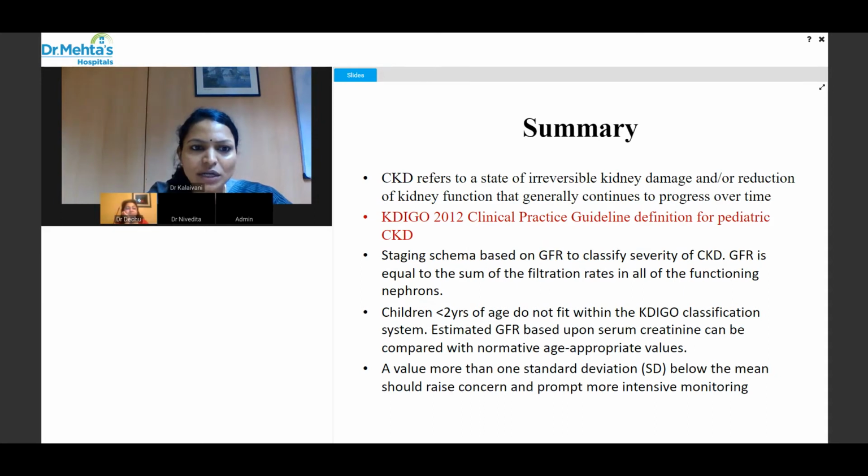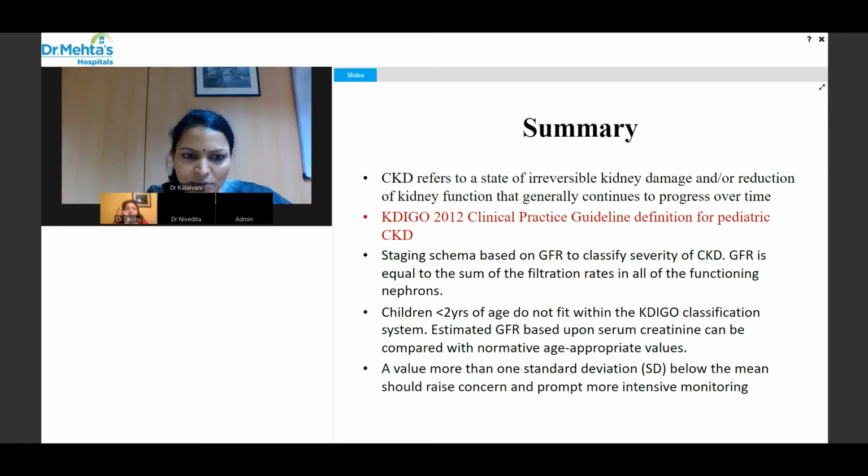In summary, I would like to conclude that CKD refers to a state of irreversible kidney damage and reduction in kidney function. The definition is based on the KDIGO 2012 clinical practice guidelines, which say either you have a GFR of less than 60 ml per 1.73 meters square, or if it is more than 60 ml, you should have other associated CKD markers like albuminuria, electrolyte disturbance, imaging abnormality, or abnormal histopathology. The staging schema is based on GFR to classify severity of CKD, and GFR is equal to the sum of filtration rates in all the functioning nephrons.